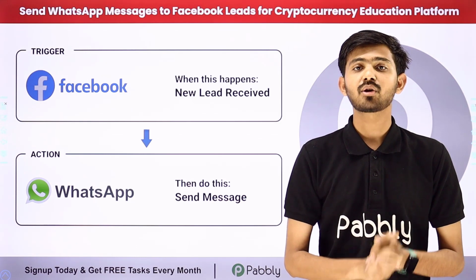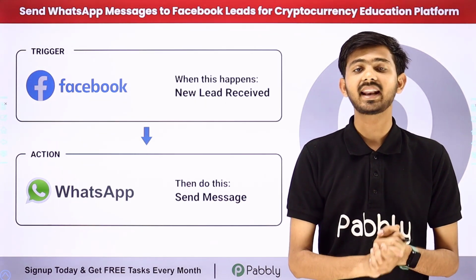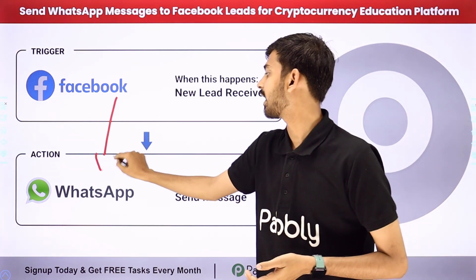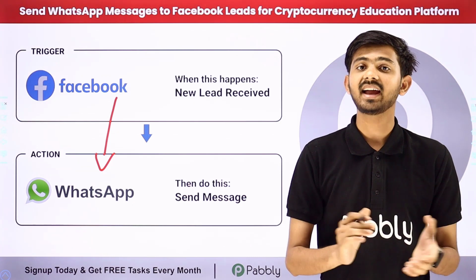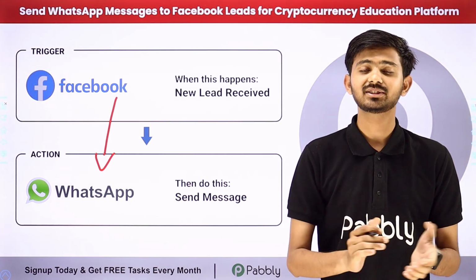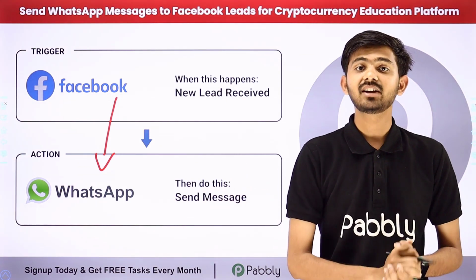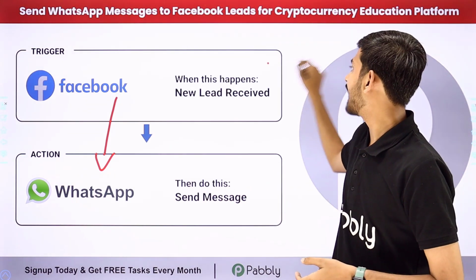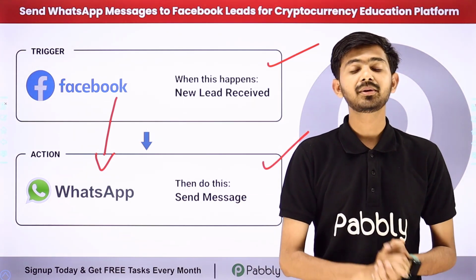For sending messages on WhatsApp, I'm going to use WhatsApp Cloud API, and for my objective, I have to build a connection between Facebook lead ads and WhatsApp Cloud API. So how am I going to build this connection? For that, I have to use Pabbly Connect, which is an amazing software for automation and integration. In Pabbly Connect, I have to use trigger and action. In the trigger application, I'm going to use Facebook lead ads. In the action application, I'm going to use WhatsApp Cloud API.